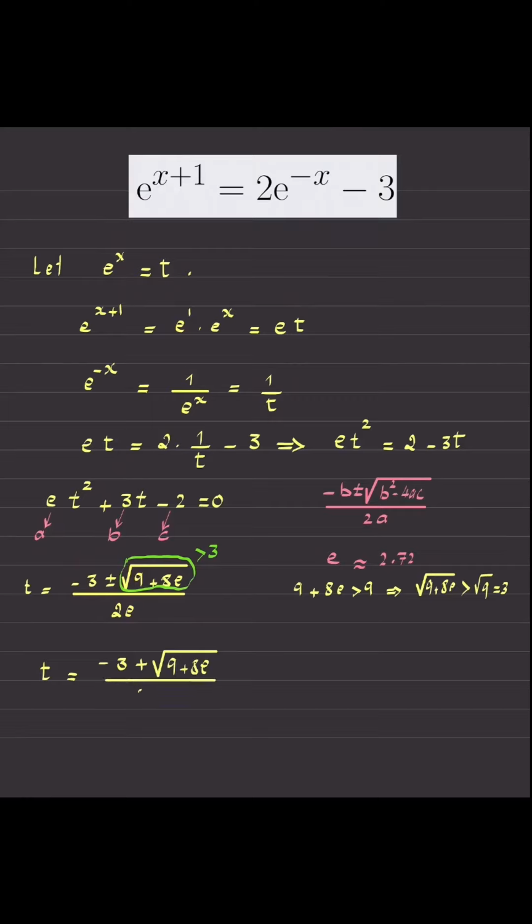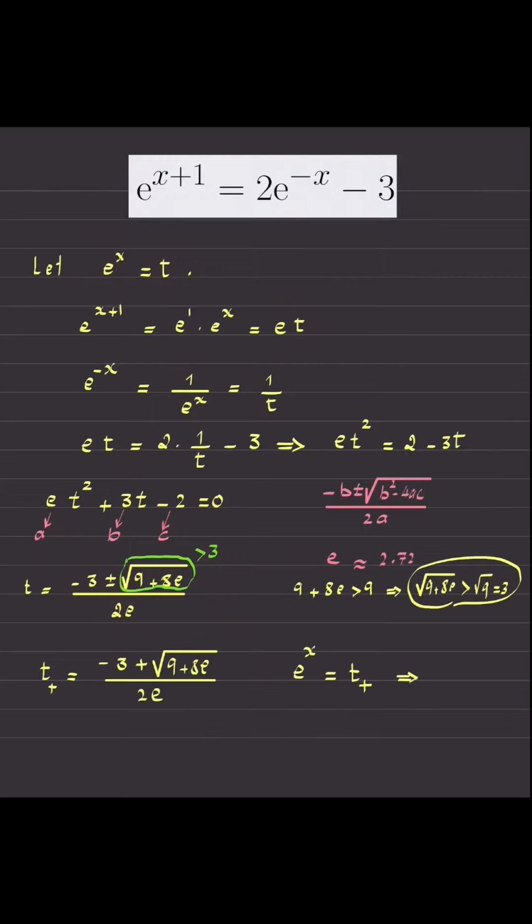Let us see if it is positive or negative. But this is definitely positive. Why? Because by this argument, the square root of 9 plus 8e is greater than 3. So this number is greater than 3, and minus 3 becomes positive. So the numerator is positive, the denominator 2e is positive, so this is acceptable. If you don't mind, let me call this one t plus. So t plus is positive. In principle, I have to take it and put it in the equation e to the power of x equals t plus and try to find x.